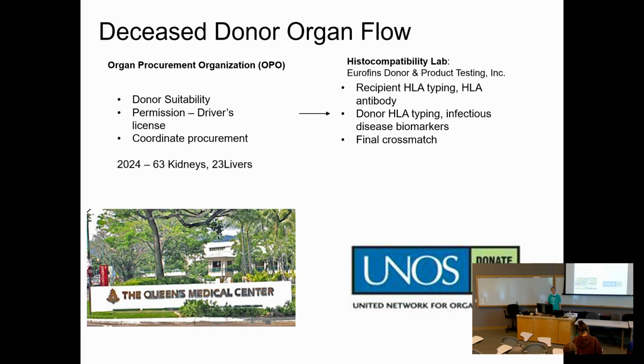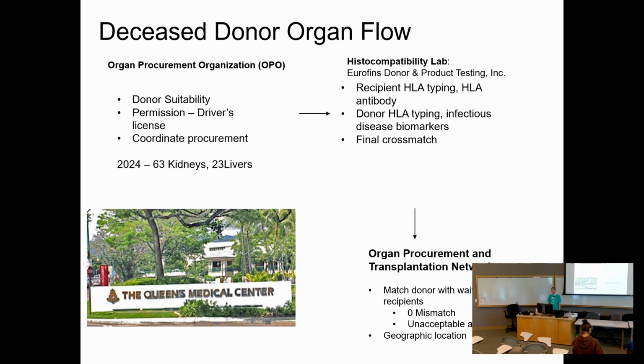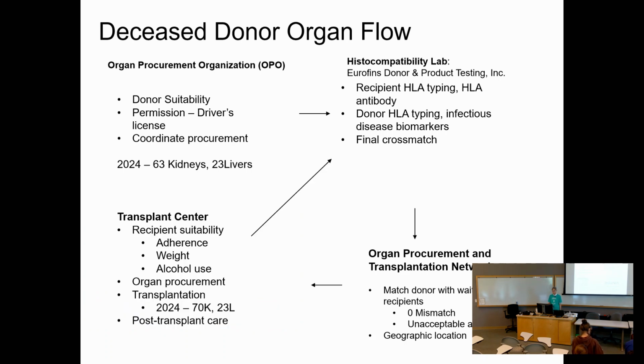So the HLA laboratory is up at the Weinberg building in St. Francis. They do all the typing on the recipients on the wait list. They do all the donor typing. They do all the infectious disease markers the same way we look at blood transfusions, and they do the final crossmatch. And then the final organization that does the matching is on the continent. And Queens is our local transplant center that does the procurement of the donors and then transplants into the recipient. In 2024, they transplanted 70 kidneys, 63 deceased, 7 living, and they did 23 livers.